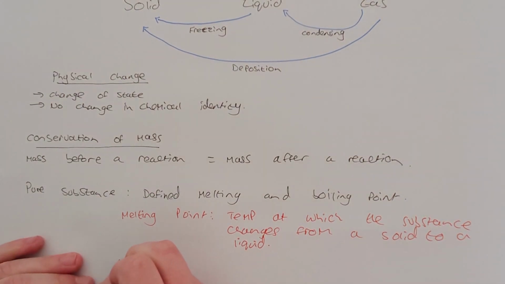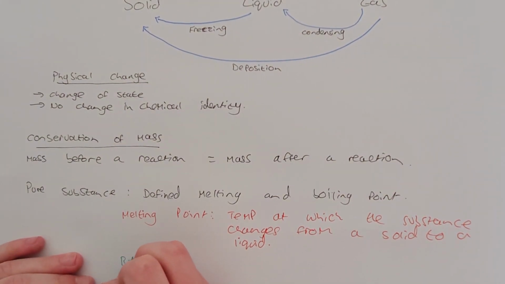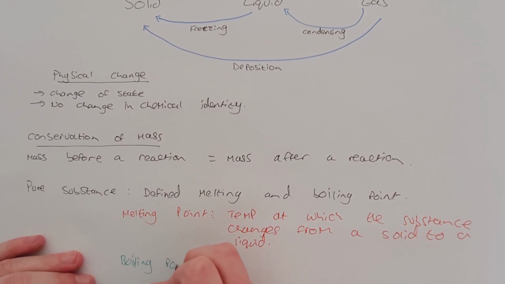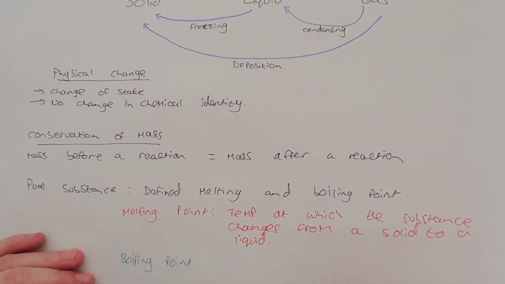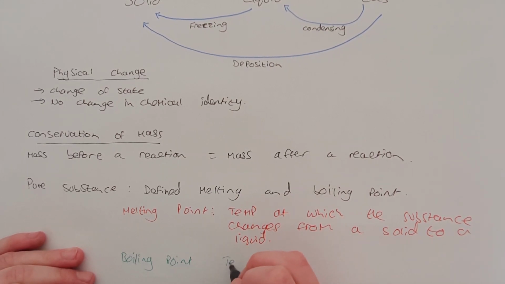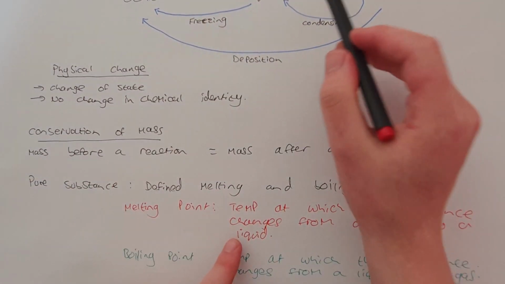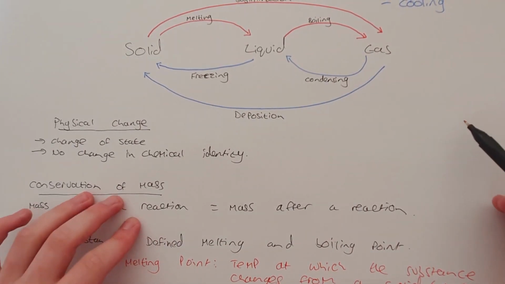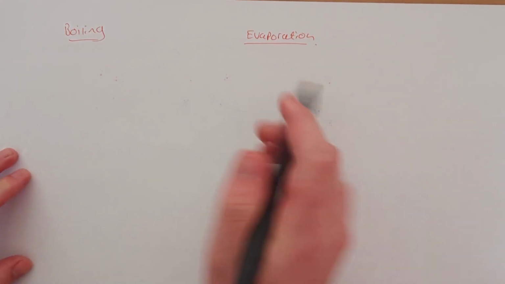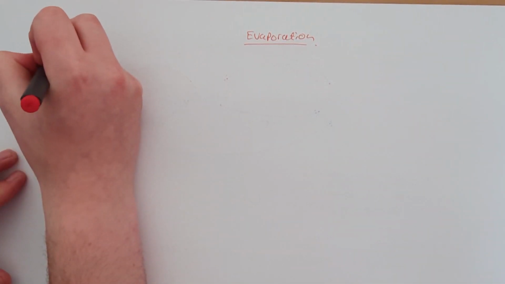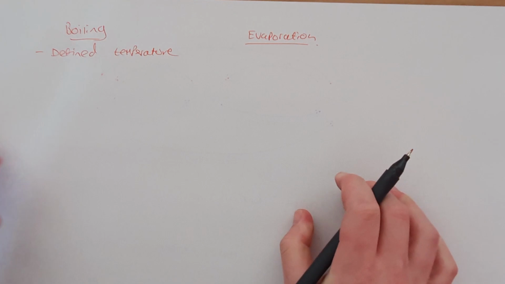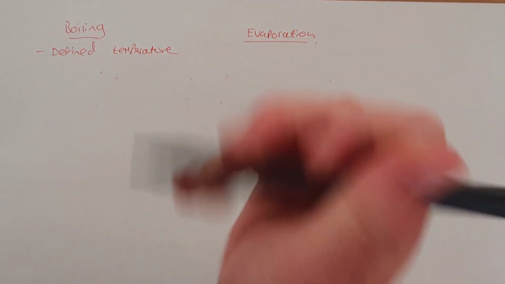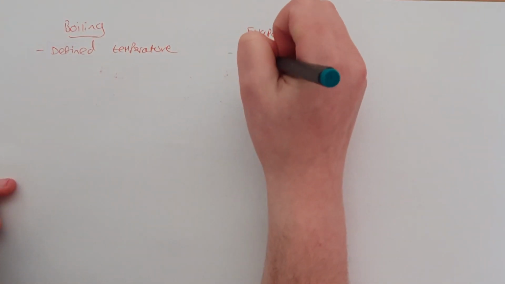Compared to boiling point, we can say it's the temperature at which the substance changes from a liquid to a gas. I said earlier that we're going to call this boiling, but we sometimes call it evaporating. And there are subtle differences between boiling and evaporation. Boiling happens at a defined temperature. Now, this is different from evaporation because this actually happens at any temperature.